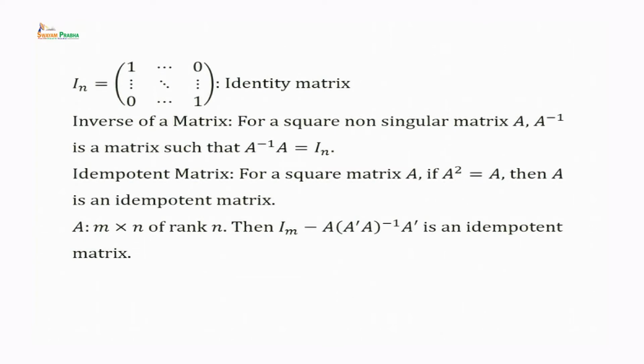Then we define the identity matrix. It is a diagonal matrix, meaning except the elements of its diagonal, all other elements are equal to 0, and in the identity matrix all the diagonal elements are equal to 1 and the remaining off diagonal elements are equal to 0.